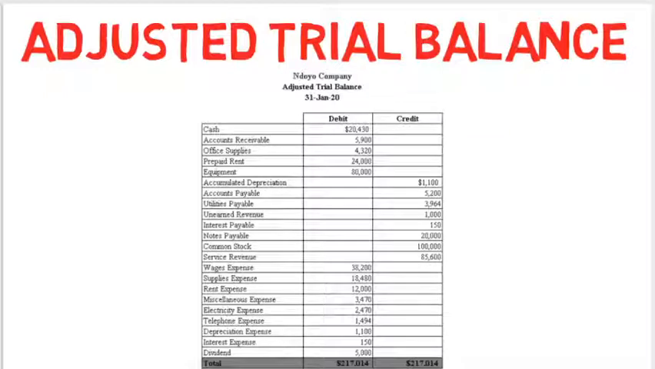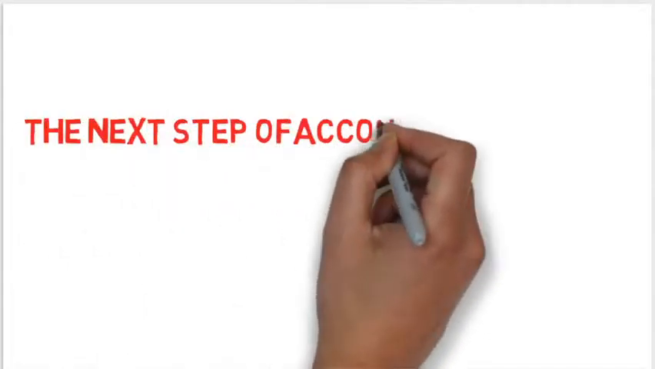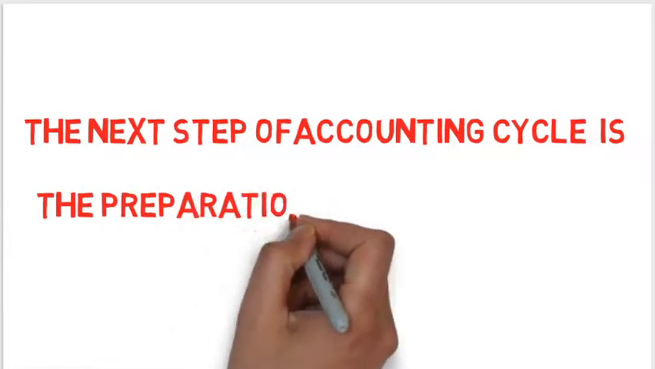The format of an adjusted trial balance is same as that of an unadjusted trial balance. The totals of an adjusted trial balance must be equal. Any difference indicates that there is accounting error in the journal entries or in the ledger or in the calculations. The next step of accounting cycle is the preparation of closing entries.